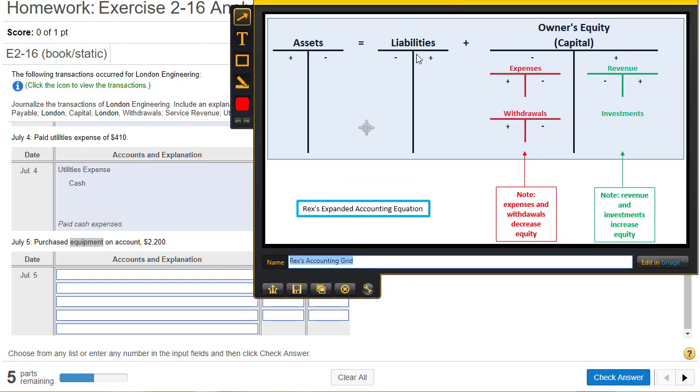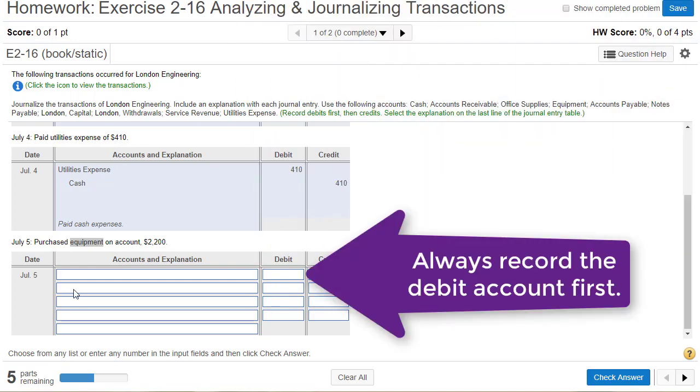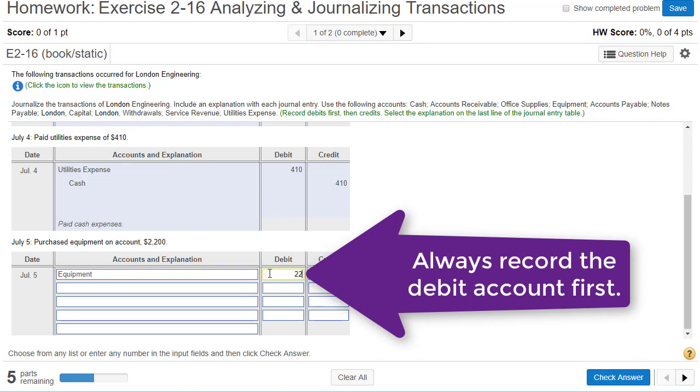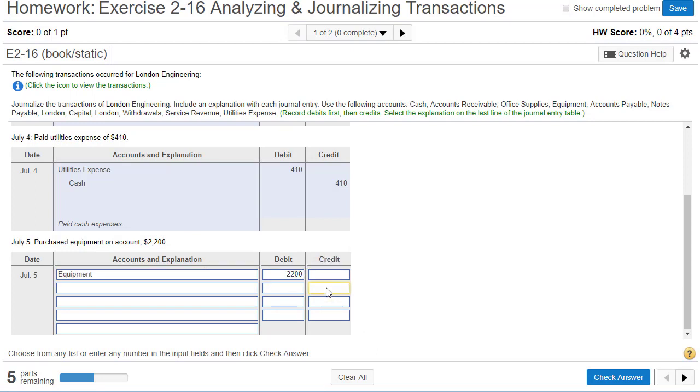So equipment is what type of an account? Asset, liability, or is it one of these? Well, it's an asset. It has a future value. It's going to be around for a long time. So then the next question we have to answer is, do we have more equipment or do we have less? Well, we have more equipment, so equipment is going to be debited $2,200. And we know the other account, since debits have to equal credits, the other account must be a credit.